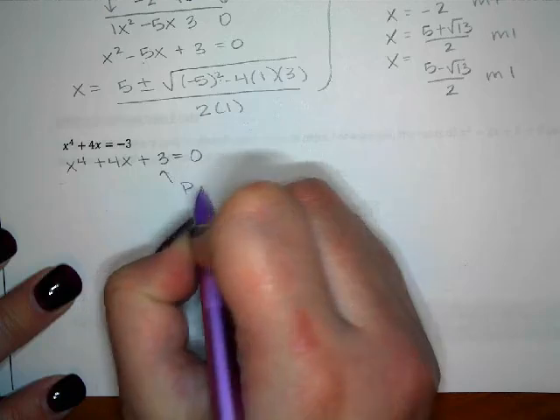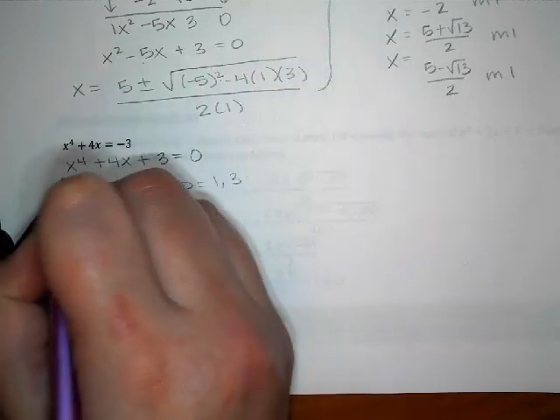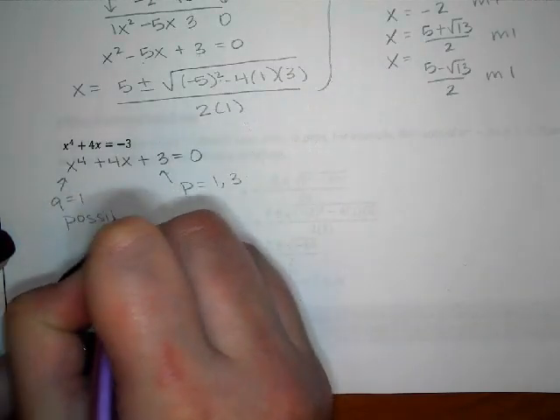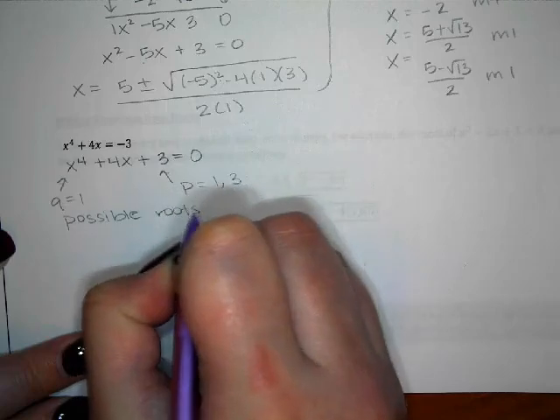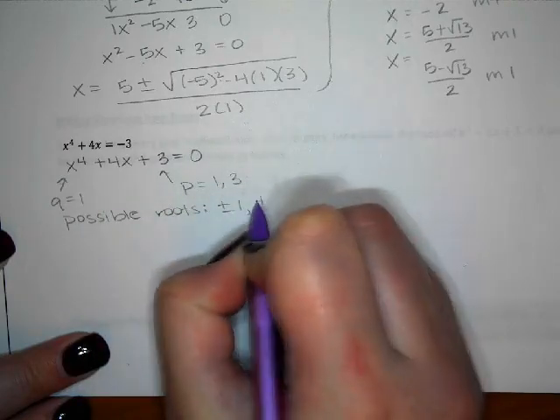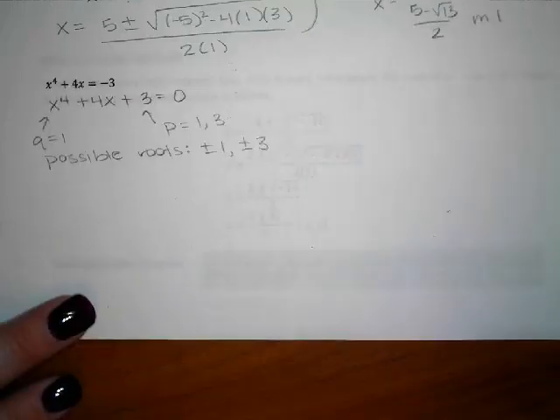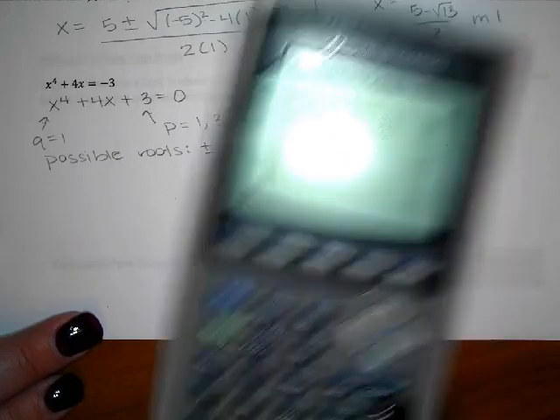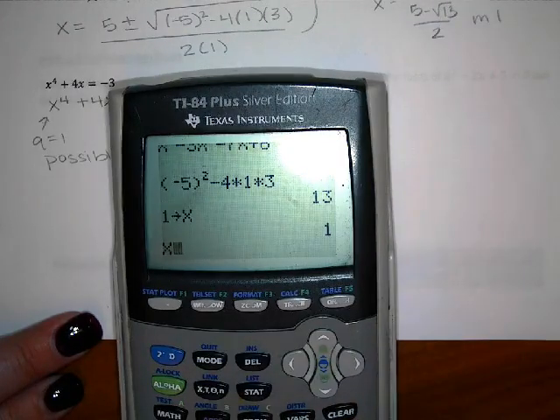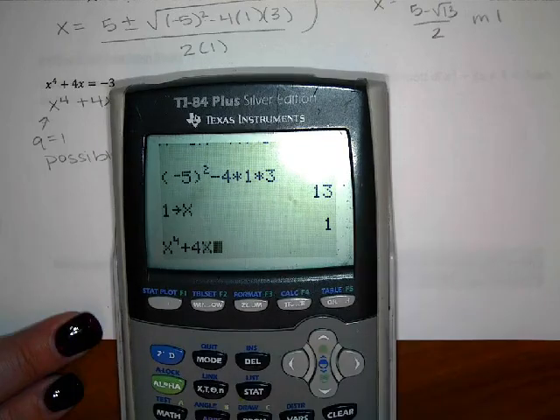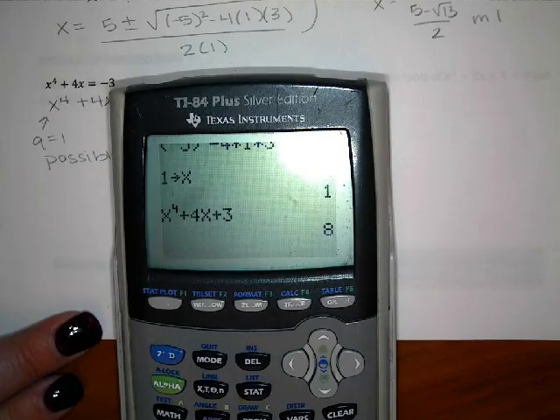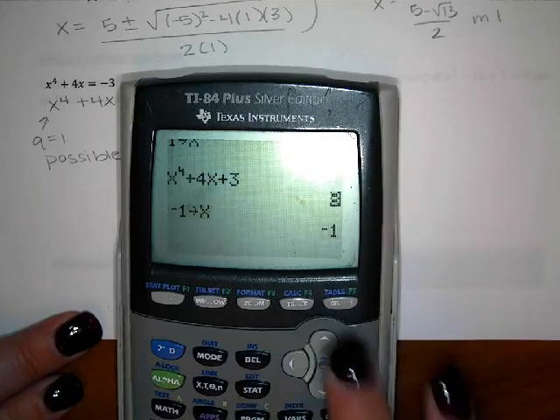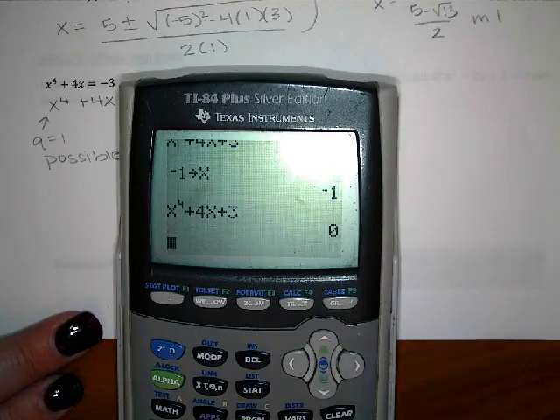So P is 1 and 3. Q is just 1. So the possible roots are plus or minus 1, plus or minus 3. So positive 1 didn't work, but negative 1 did.